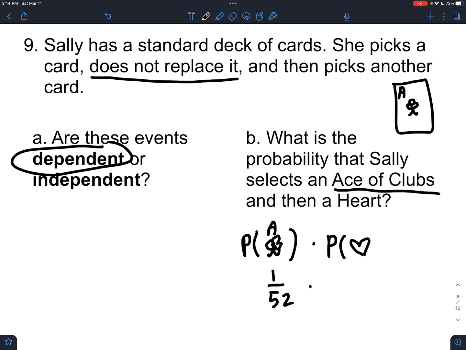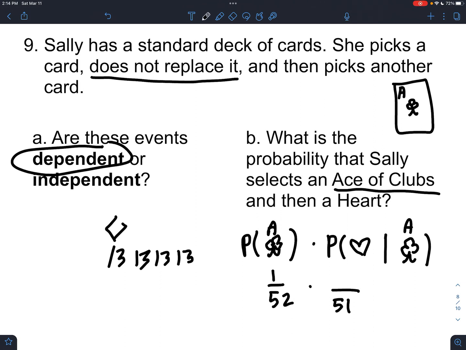And we said that when we go pick the second card, it's affected by the first. So the probability that you draw a heart is one thing, but since you're not replacing the card, there was an effect. They're dependent. So you have to say, probability you draw a heart given that you drew that ace of clubs. So if you pull out that card, how many cards are in your deck now? 51. And how many of those are hearts? Remember that there's 13 of each suit. We've got your diamond, your heart, your spade, and your club.